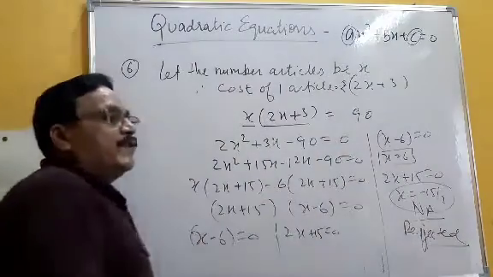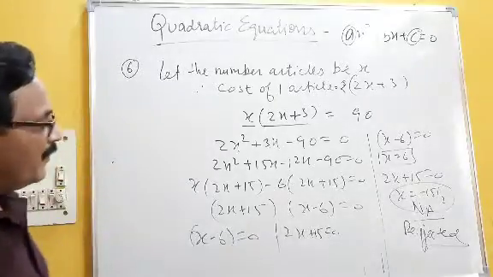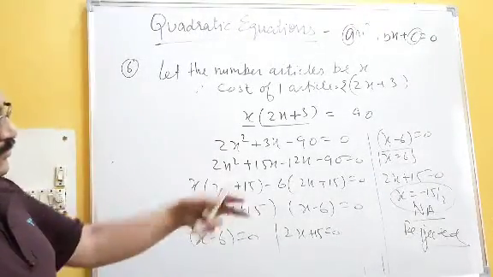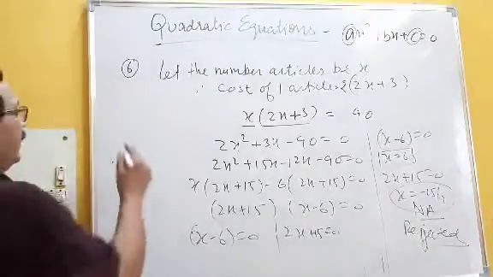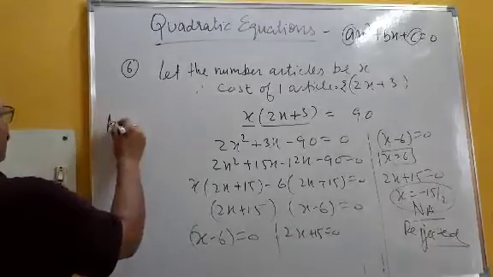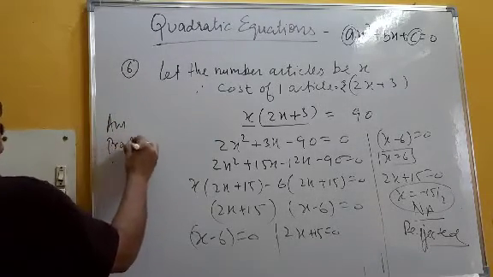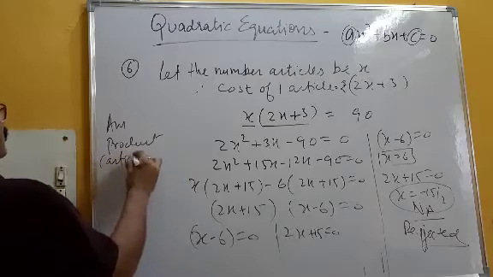Why can this be rejected? Because the number of articles cannot be negative. So this will be rejected, and your final answer will be 6, the number of articles produced on the same day. According to the question, you can write the answer. I am writing the answer there: articles.